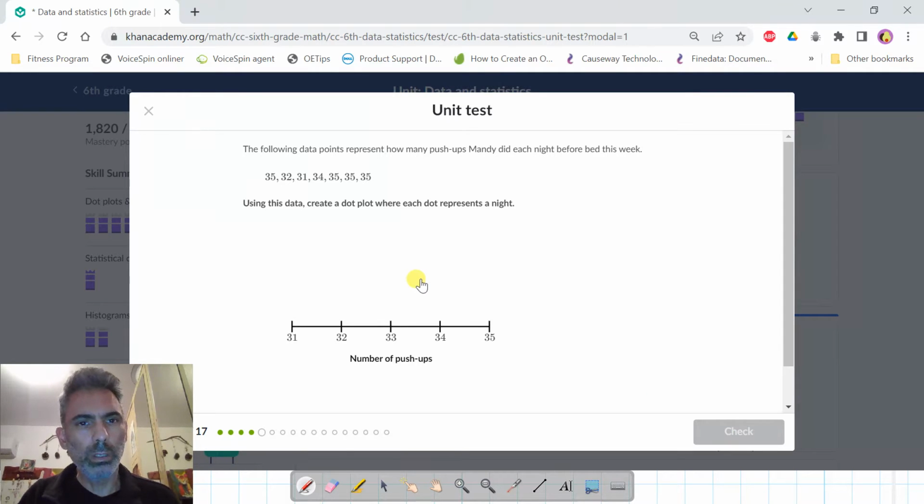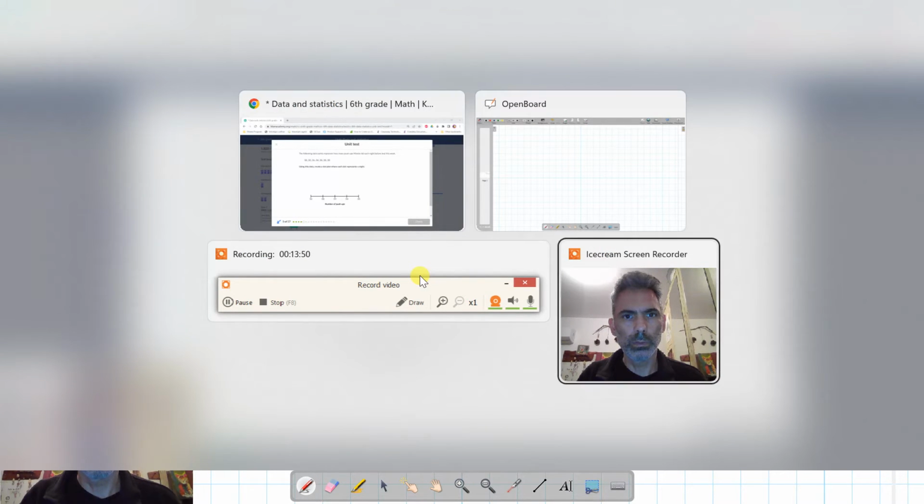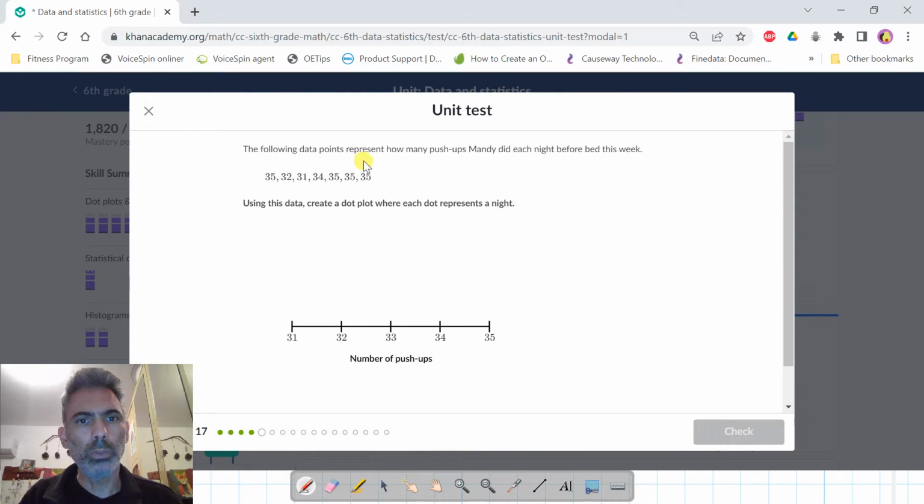The following data points represent how many push-ups Mandy did each night before bed this week. Okay, the following data points are how many push-ups: 35, 32, 34, and so on. Using this data, create a dot plot where each dot represents a night.